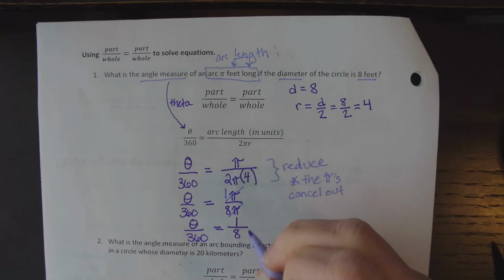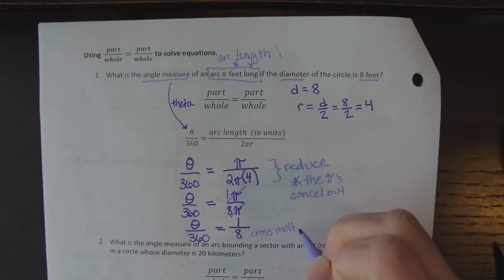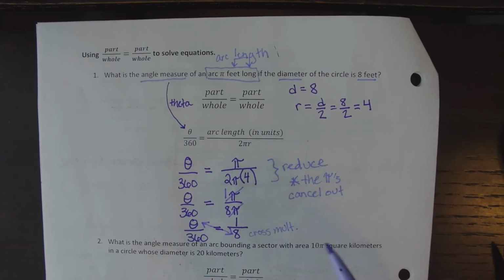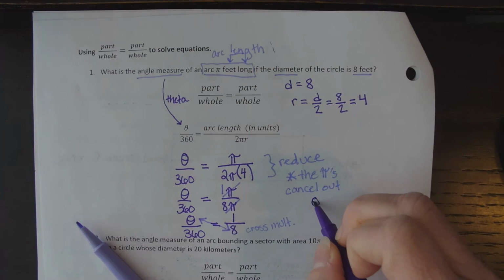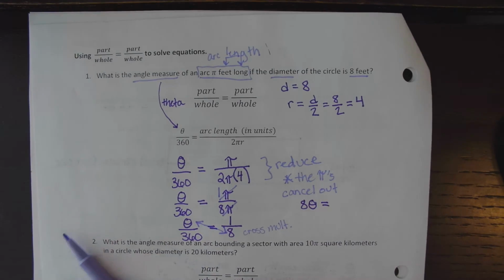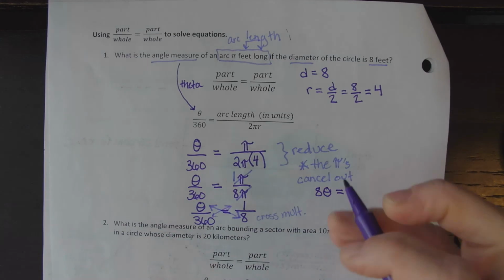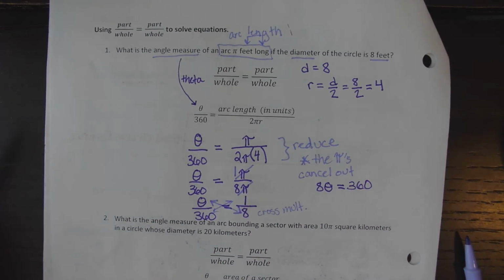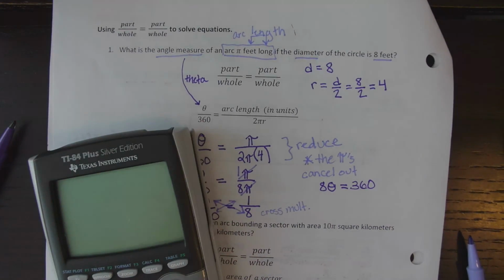All right. At this point, we're going to cross multiply. Probably the weirdest thing here is recognizing that theta is your variable. It's just a new variable for you guys. And so I have 8 theta, sorry, because 8 times theta is 8 theta, is equal to 1 times 360, which is 360. Again, theta is sort of a weird variable. And so I'm solving for theta. 8 theta means 8 times theta.